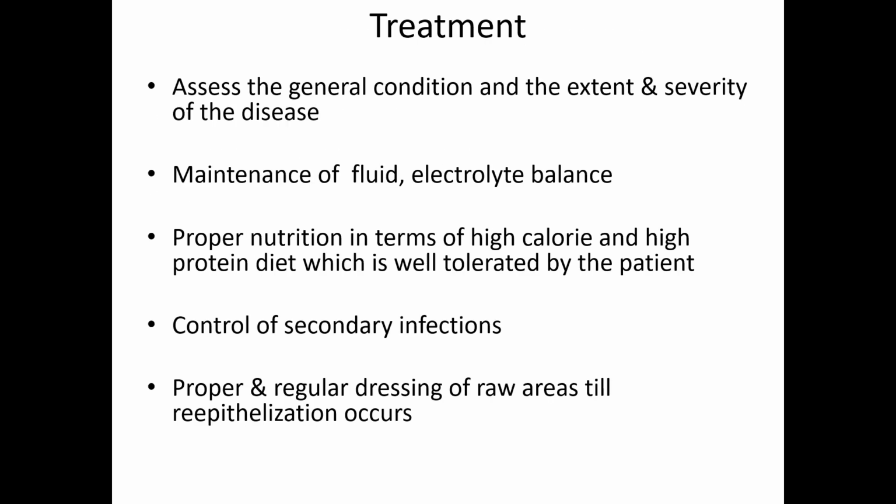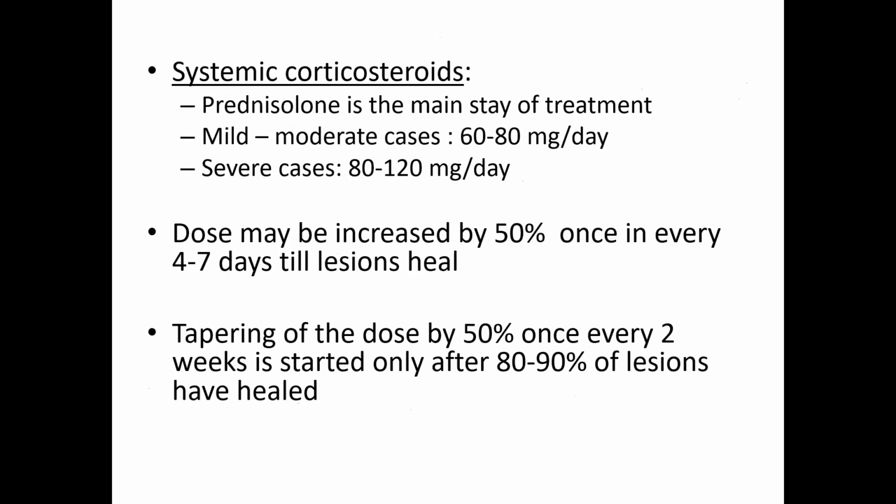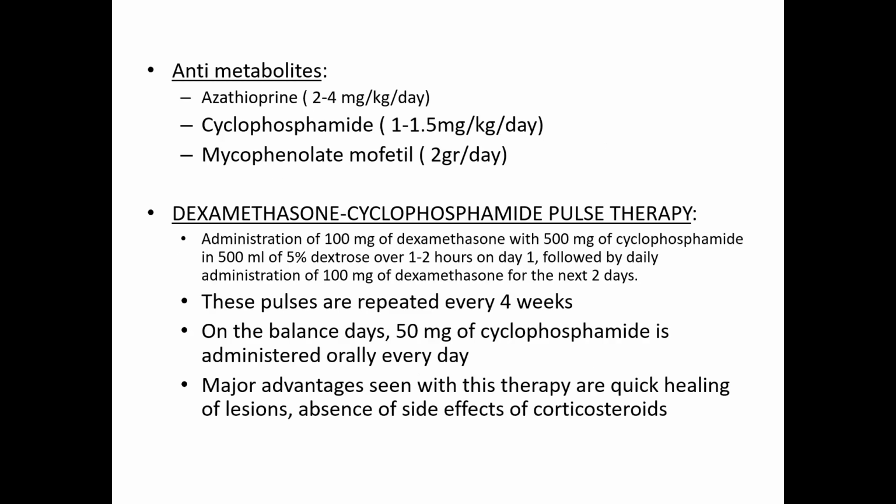Treatment: assess the general condition and extent and severity of the disease, maintenance of fluid and electrolyte balance, proper nutrition, control of secondary infections, and proper and regular dressings are required. Corticosteroids, 60 to 80 milligrams per day, or 1 to 2 milligrams per kg per day can be given. That may be increased. Once the lesions have healed, you can start tapering, and along with it you should give a steroid-sparing adjuvant agent, that is azathioprine, cyclophosphamide or maybe mycophenolate mofetil.